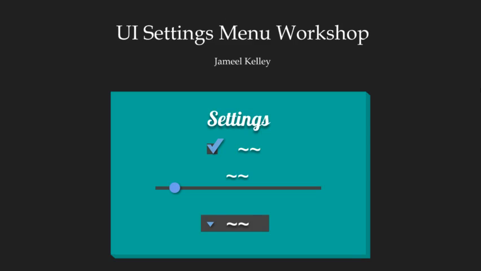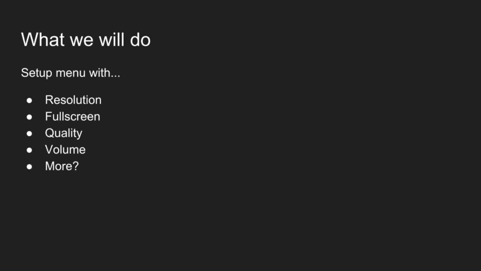Everybody ready? Cool. So today we're going to go over creating a settings menu in-game in Unity. So we will set up the settings menu to actually change the resolution, full screen toggle, quality settings, volume, and possibly more depending upon how far we get.